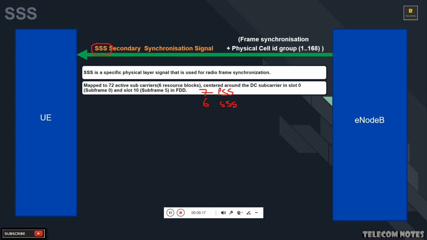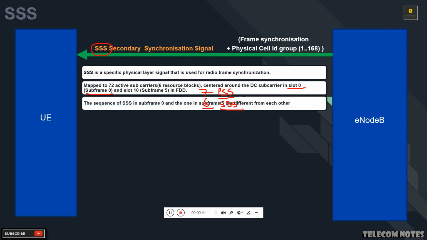So everything remains the same. The slot is the same, slot 0. Subframe is also the same, subframe 0. But in place of the 7th OFDM symbol that is having PSS, you have to go for the 6th OFDM symbol for the SSS, secondary synchronization signal.